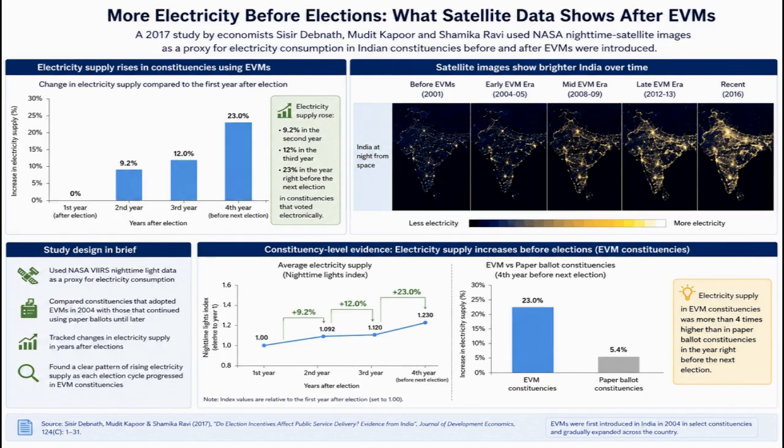Using NASA nighttime satellite images as a stand-in for how electricity in a constituency actually was consumed, they tracked electricity supply before and after EVMs arrived, and found it rose sharply as each election cycle went on, up 9.2% in the second year after a poll, 12% in the third, and 23% in the year right before the next election in constituencies that voted electronically. Why? Because EVMs made it dramatically harder to rig a result.